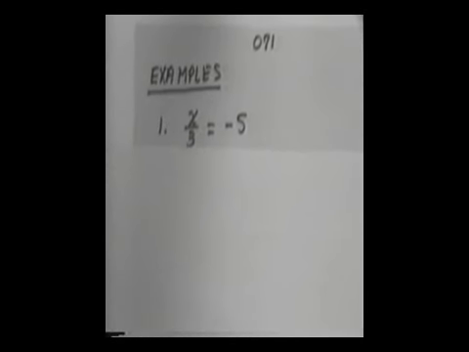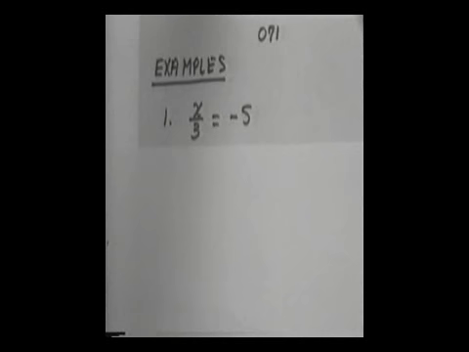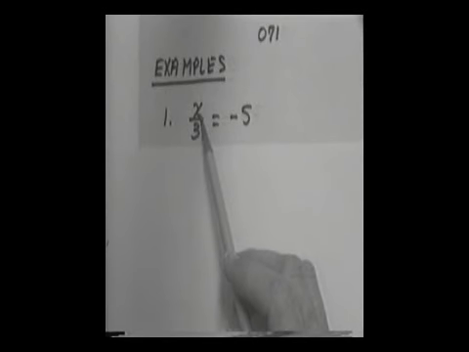Our first example, x/3 equals -5. Our goal in solving the equation is to have variable equals constant. The variable x should be alone when the problem is completed. Now x is not alone. X is over 3. X is divided by 3.